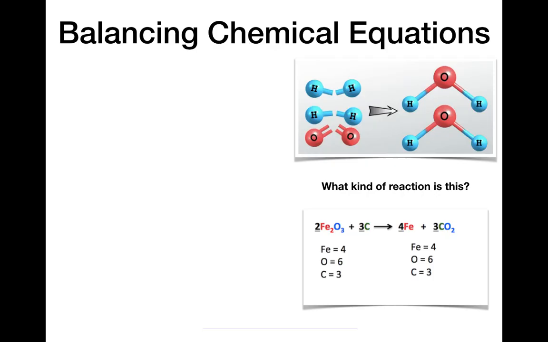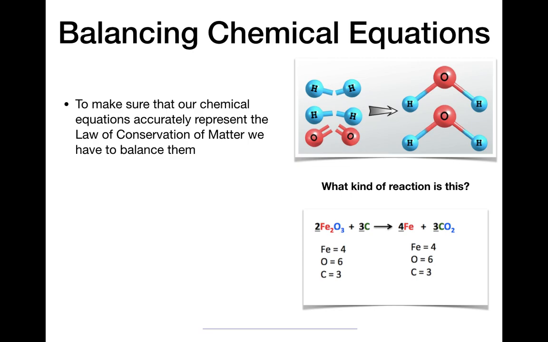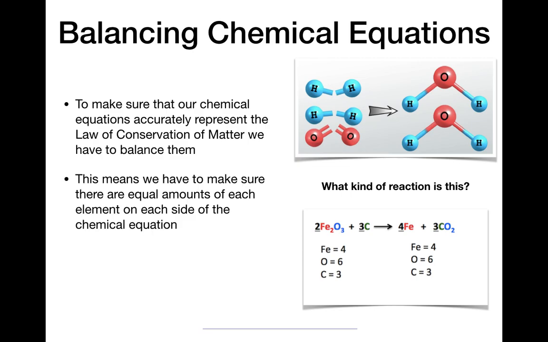Okay, so let's talk about actually applying this to balancing equations. To make sure our equations accurately represent the law of conservation of matter, we have to balance them. What that means is to make sure there are equal amounts of each element on each side of the chemical equation. So here I have 4 hydrogens, 1, 2, 3, 4 hydrogens. I have 2 oxygens, 1, 2 oxygens. It's balanced. Nothing disappears, nothing is added.